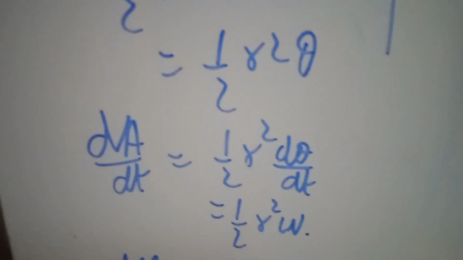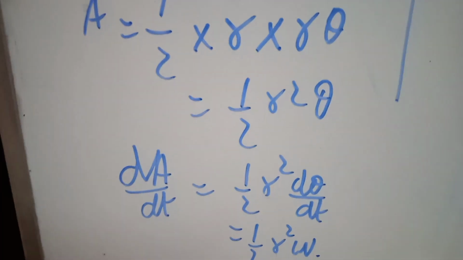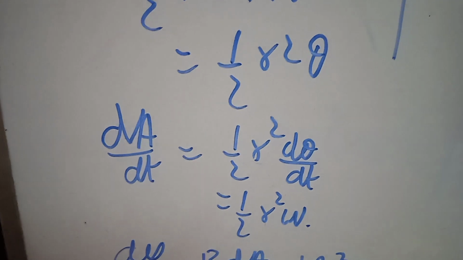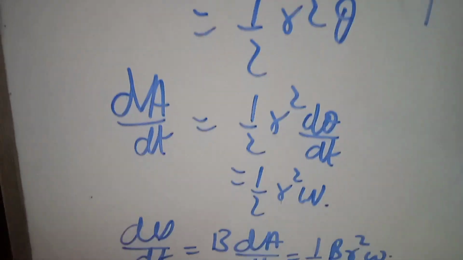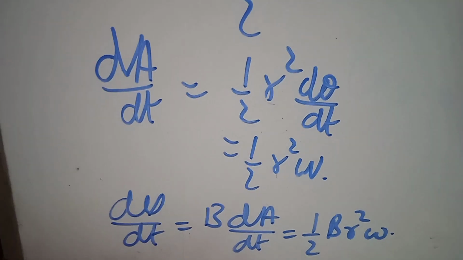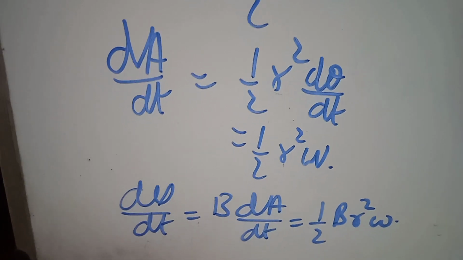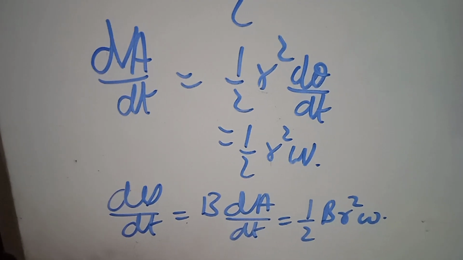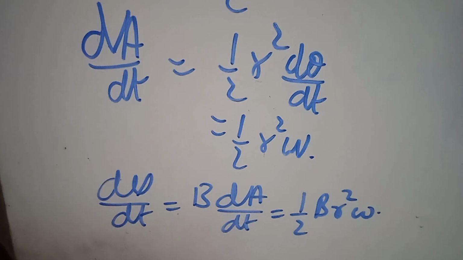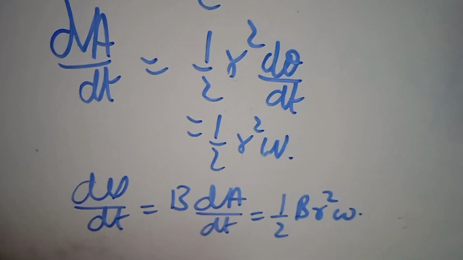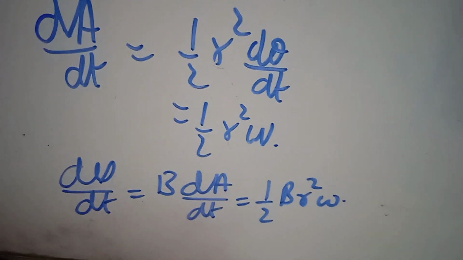Next, dA by dt is half r square into dθ by dt, that is equal to half r square into ω. Next, flux φ equals B into A, so dφ by dt equals B into dA by dt. That will be equal to half into B into r square ω. So it is coming half into B into r square ω.